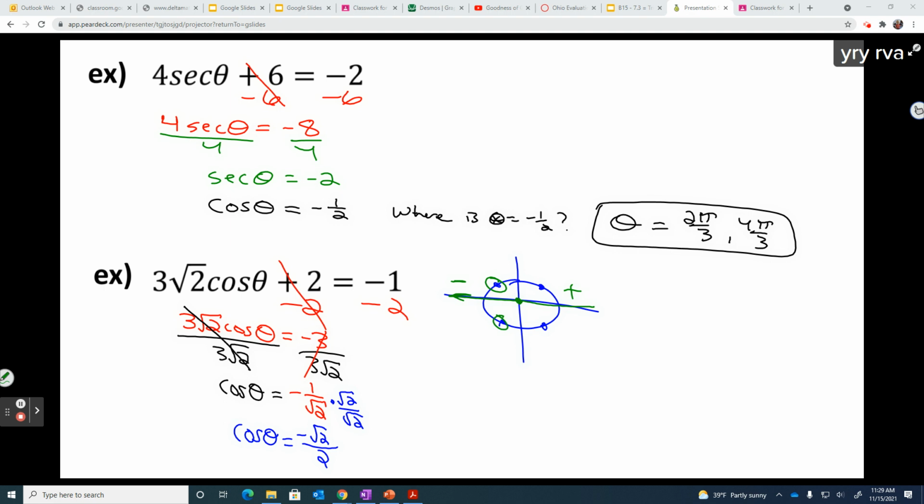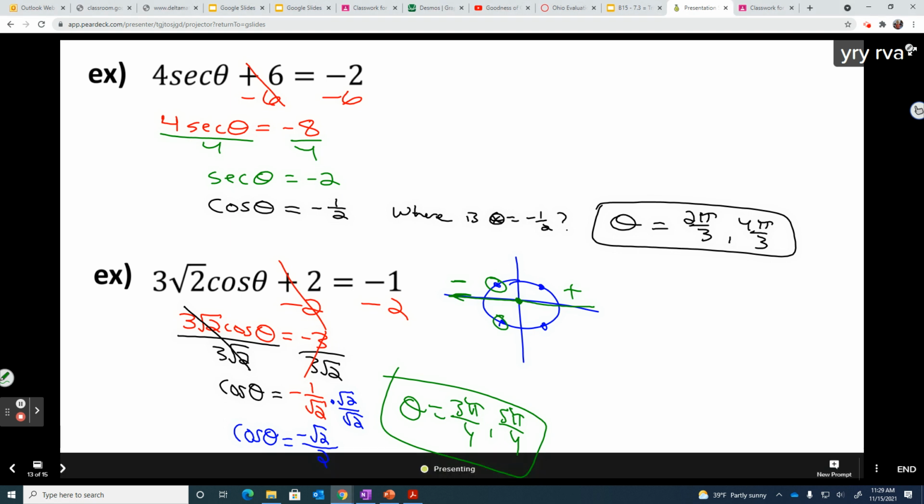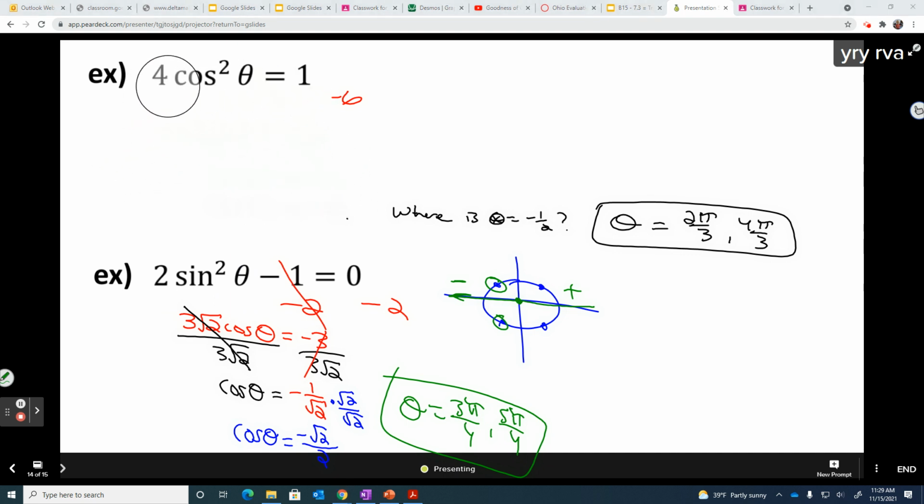And those are going to be your two negative x values. So here theta equals 3 pi over 4, and then this one is 5 pi over 4. And you can use your unit circle if you don't know that. That's okay. Hopefully you're getting there. Starting to click hopefully a little bit. All right, got two more for you. Some squares in here.